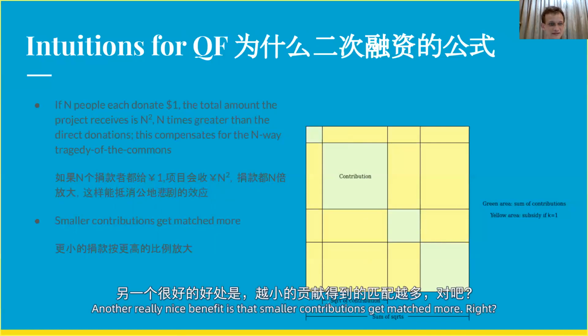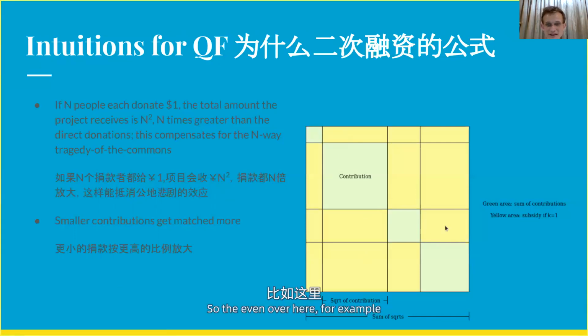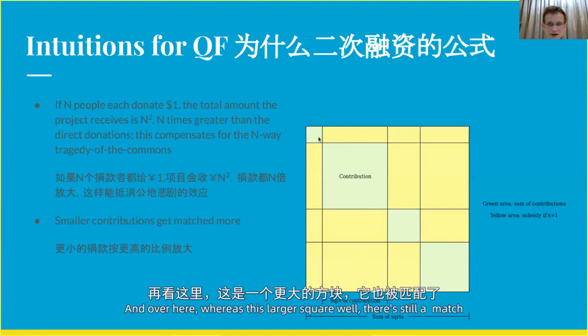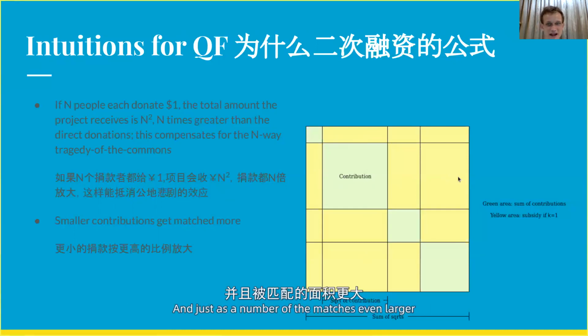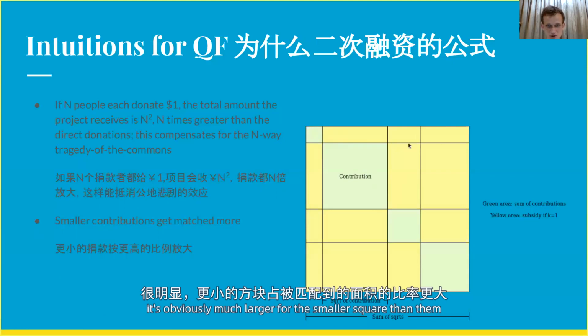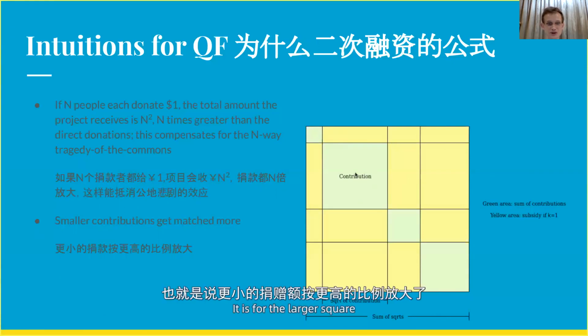Another really nice benefit is that smaller contributions get matched more. Even over here, for example, we can look at how this smaller square corresponds to this fairly large matching over here and over here. Whereas this larger square, well, there's still a match, and just as a number, the match is even larger, but just as a ratio, if you look at the ratio of the match compared to the donation, it's obviously much larger for the smaller square than it is for the larger square.